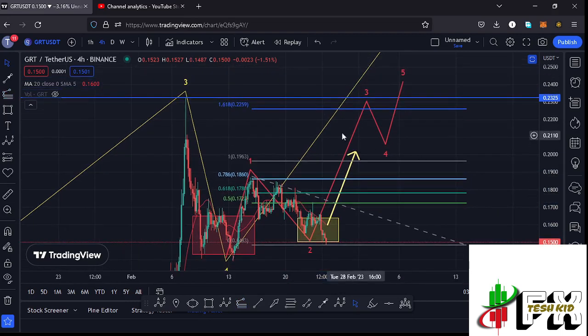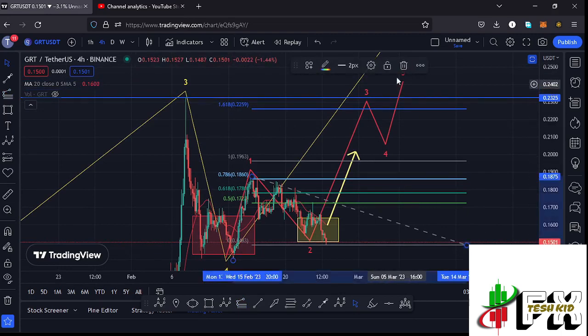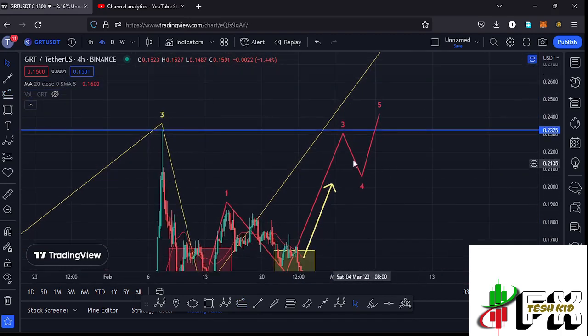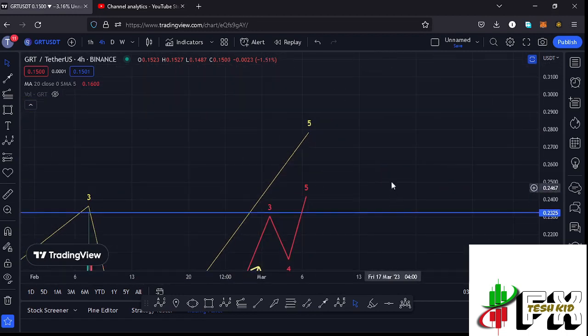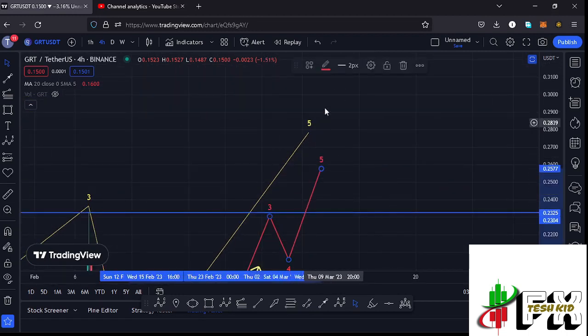That gives me a minimum target area back to the fib level 1.618, and that is at around the $0.2359 mark, and that is the minimum that we can expect that wave 3 to the upside to do. Then expect a wave 4 and then push even higher in the formation of that wave 5 to fully maximize our larger Elliott wave count 5 to the upside.